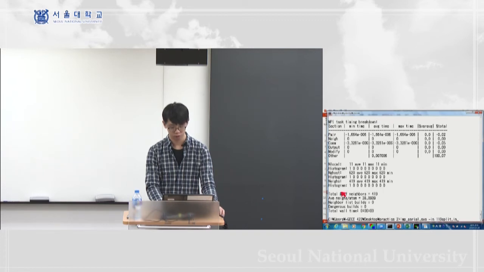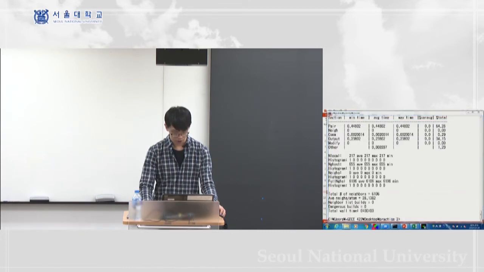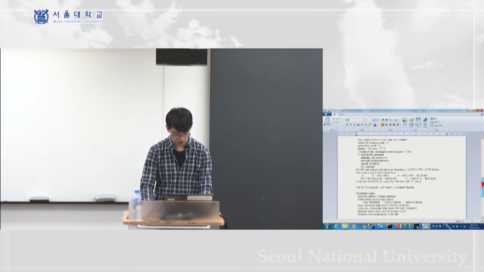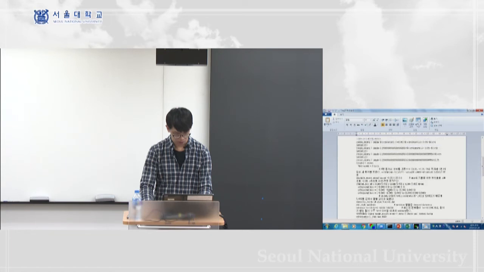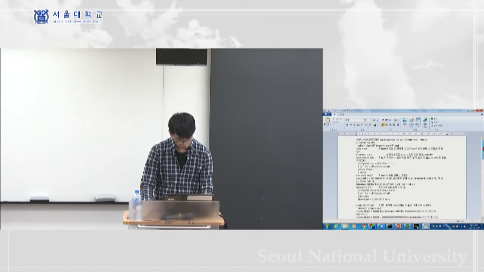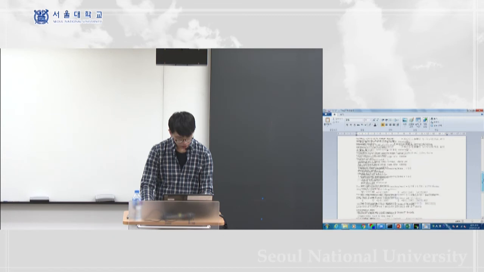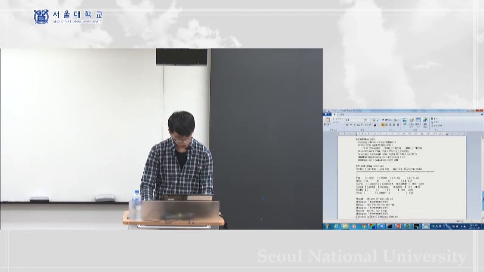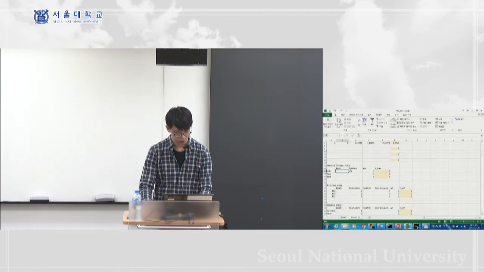So if you run 110 split.in, there's going to be the relaxed potential energy, and you copy and paste it here.